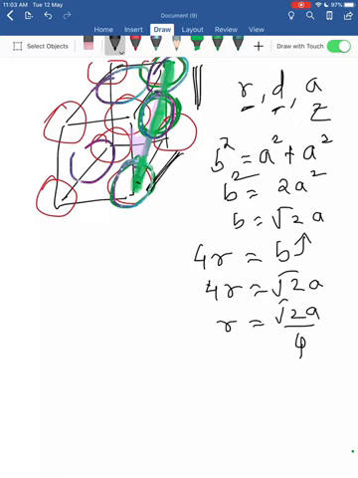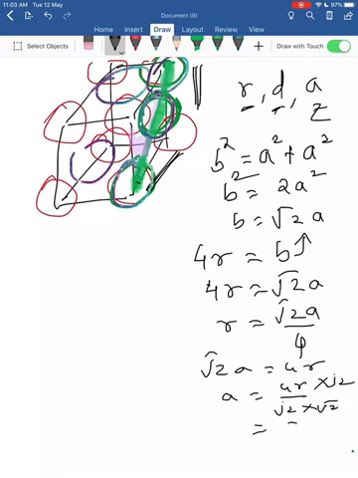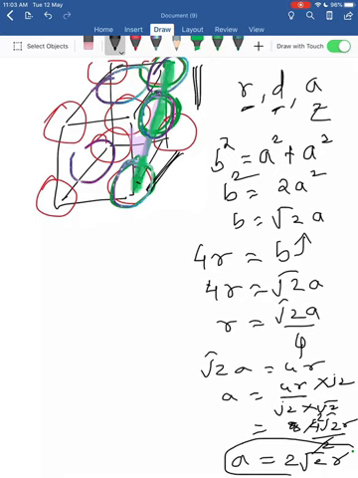Or if you want, you can also write the relationship between a and r. So if you cross multiply, root 2 a is equal to 4r. So a is equal to 4r over root 2. If you rationalize this, lower root 2, so the upper side also multiply with root 2. That is going to give you 4 root 2 r over 2. When you cancel, 2 is cancelled with 4, so a value is equal to 2 root 2 r. So this is the relationship between a and r.